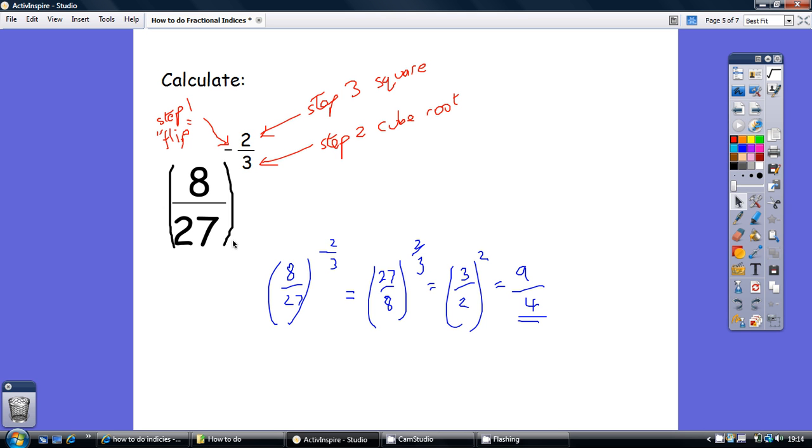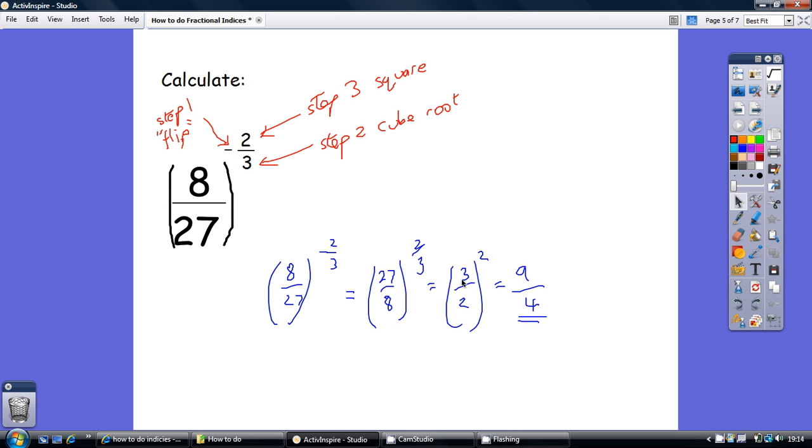So first things first, flip it over. At that point, instead of being 8 over 27, we get 27 over 8. That's dealt with the minus sign. We then do the cube rooting. So cube root the top number: 3 times 3 times 3 is 27. Cube root the bottom number: 2 times 2 times 2 is 8. So that's dealt with the cube rooting.